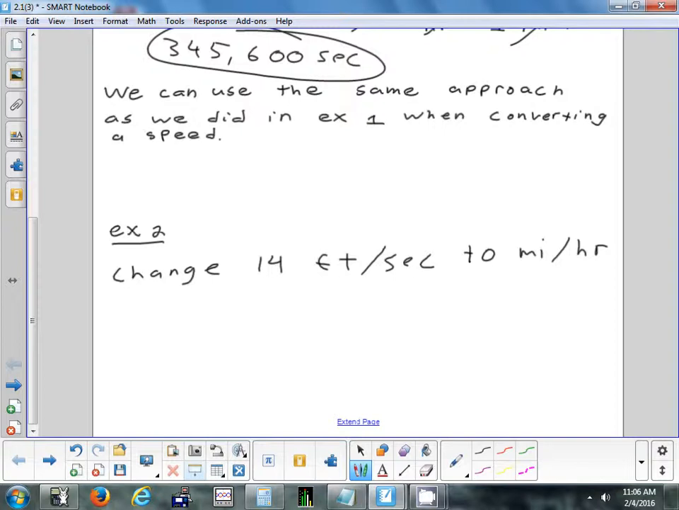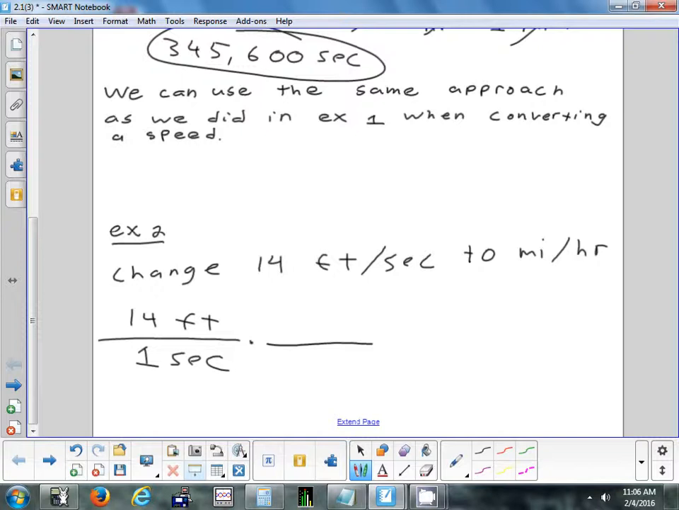First thing I like to do is just write this as a fraction. We travel 14 feet every 1 second. It's 14 feet per second. It doesn't matter what unit we start with. We can either get feet to miles first, or we can change seconds to hours. Let's get feet to miles.